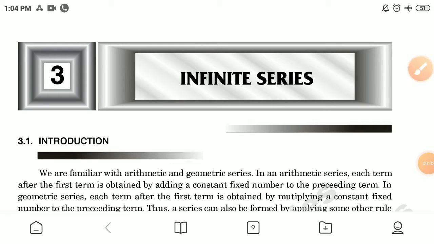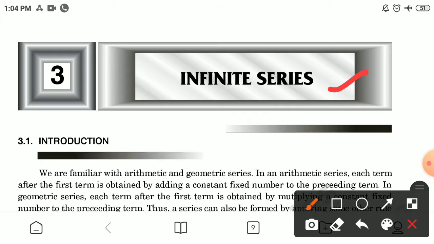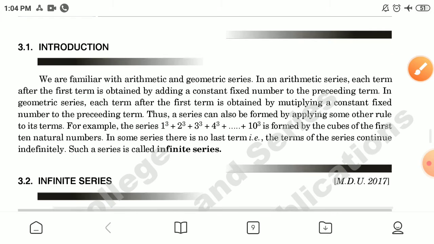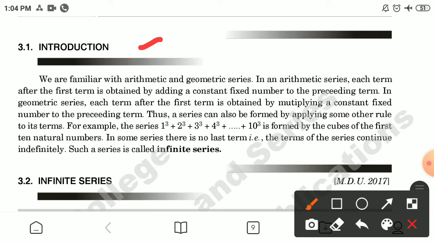Dear students, today we will start unit second, chapter number third, infinite series. Making introduction, we are familiar with the arithmetic and geometric series.